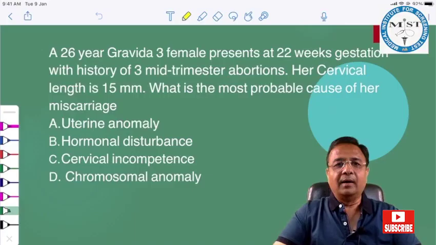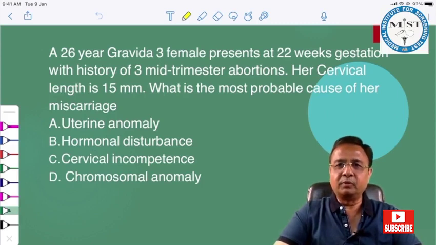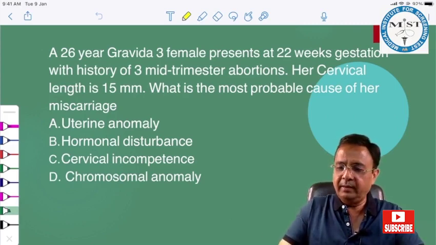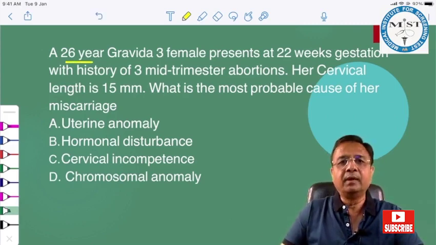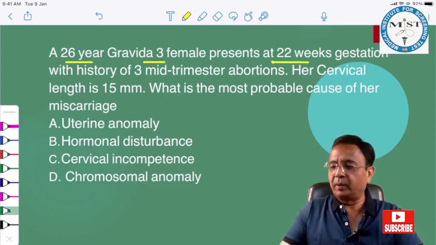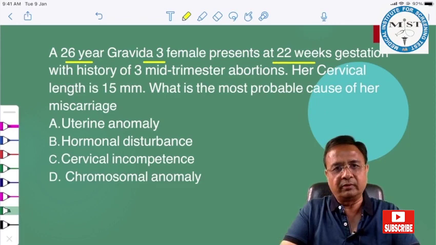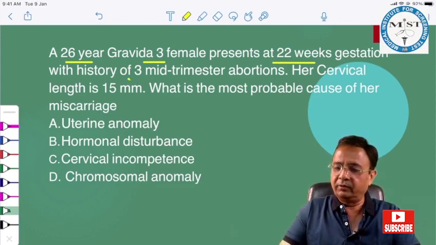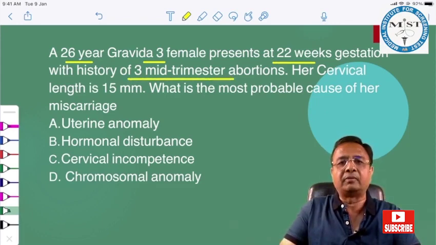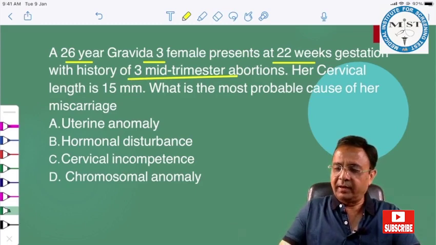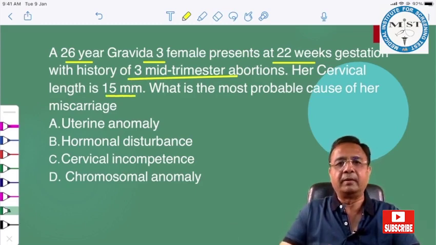Let's see. A 26-year gravida 3 female presents at 22 weeks gestation with history of 3 mid-trimester abortions. So her age is 26 years. She is G3, gravida 3, and she is presenting at 22 weeks gestation. And what is the history? History of 3 mid-trimester abortions. Cervical length is 15 millimeter.